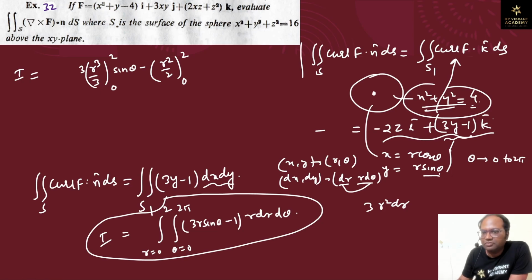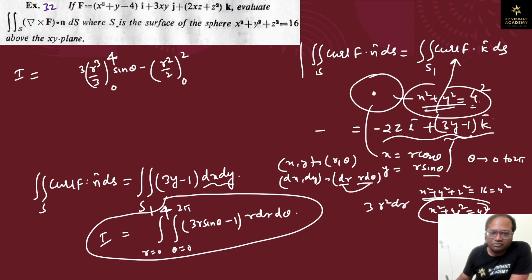Sorry, the limit will be, x square plus y square is equal to 4 square, no? So the limit is 0 to 4. Sorry, because the radius is 4. Because the equation of the sphere is x square plus y square plus z square is equal to 16, that is 4 square. So the equation of the planar region will be x square plus y square is equal to 4 square. So the radius is 4. So r varies from 0 to 4. So the limit will be 0 to 4.